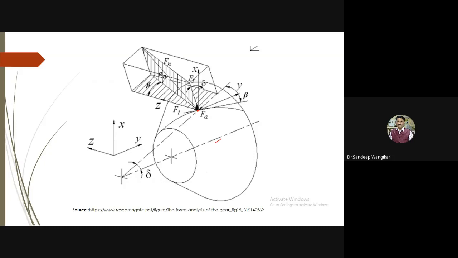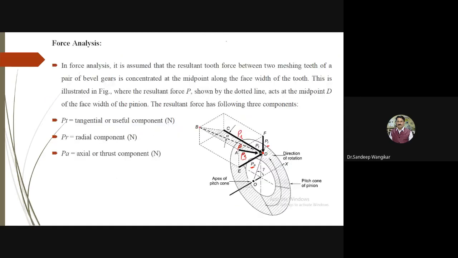You can see the basic profile of this particular bevel gear, and at the center point the forces are acting. In the force analysis it is assumed that the resultant force of two meshing teeth pairs of the bevel gear is concentrated at the midpoint. I have shown you in 3D how it is concentrated at the midpoint. Now this is the resultant force P, in our diagram BD. We will consider these two different diagrams and go for different equations, and ultimately we have to calculate PT, PR and PA.